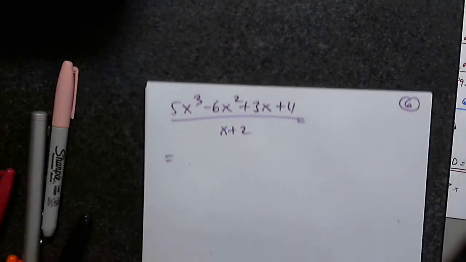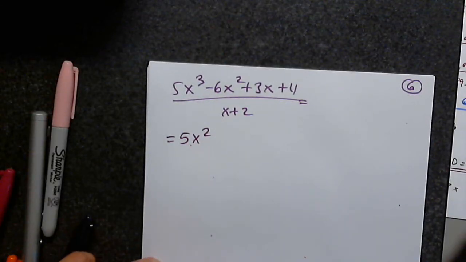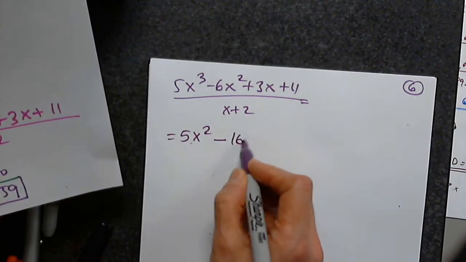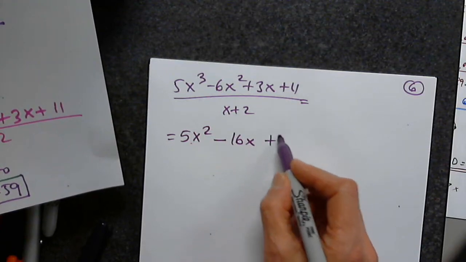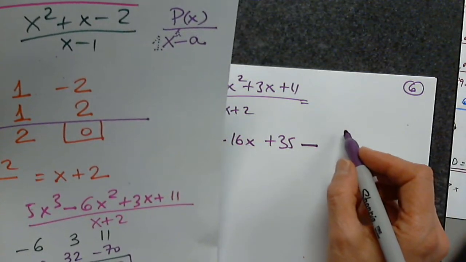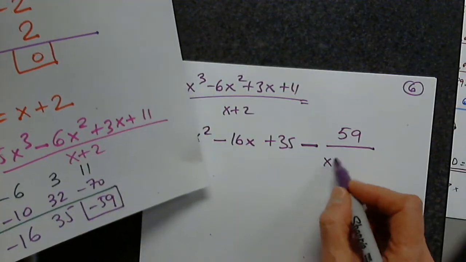Anyone? Again? Yes? I turned the page. -16x. Very good. Now careful. Minus, what do I write at the top? Awesome. Over x plus 2.